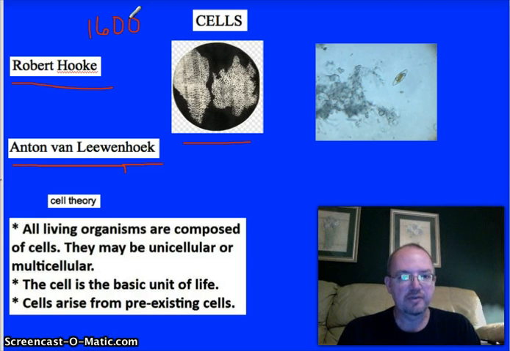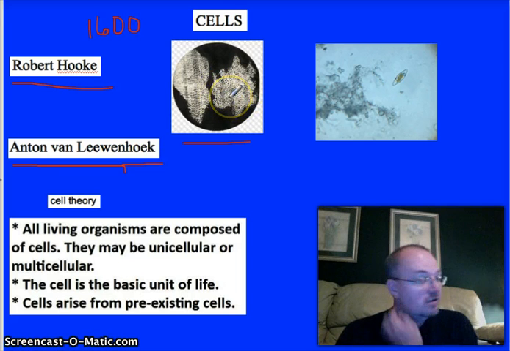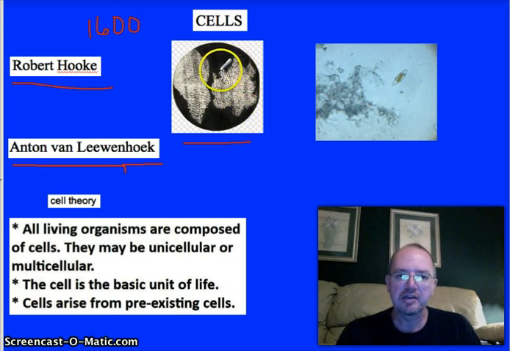He sliced a sliver of cork and looked at it underneath his microscope, and he saw something like this. You can see these little bitty spaces, which he called small rooms. He knew that cork came from a kind of tree, so he could guess that the living thing, the tree, was made up of these cells, these empty spaces.